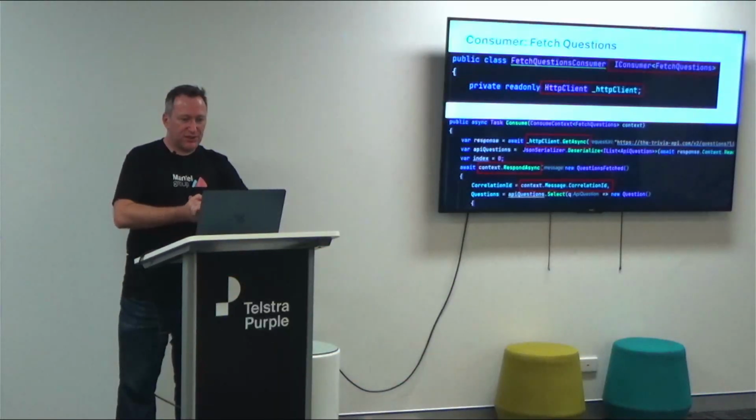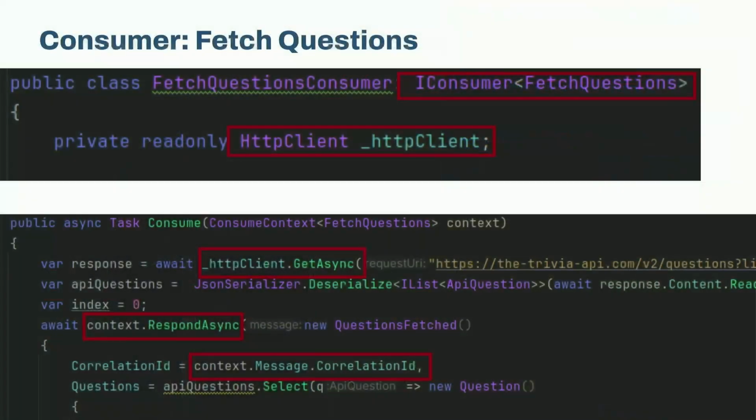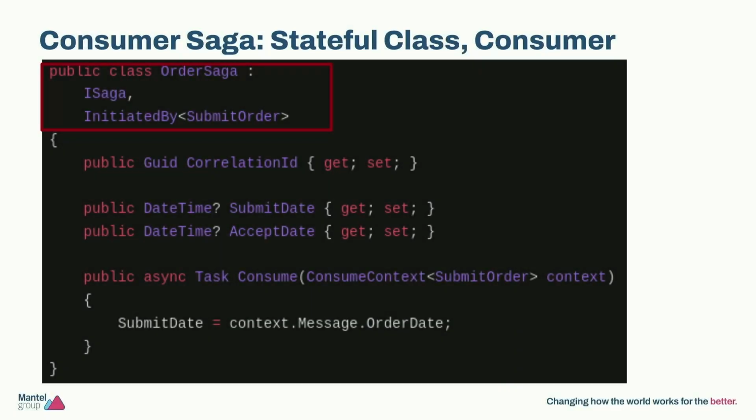We're using a consumer in our application to handle the fetch questions system. We're receiving a fetch questions message. We're going to inject the HTTP client and use it to go and fetch some data. Then when we're done, we're going to send another async response back. So that's a consumer. It's a class that can process one message.